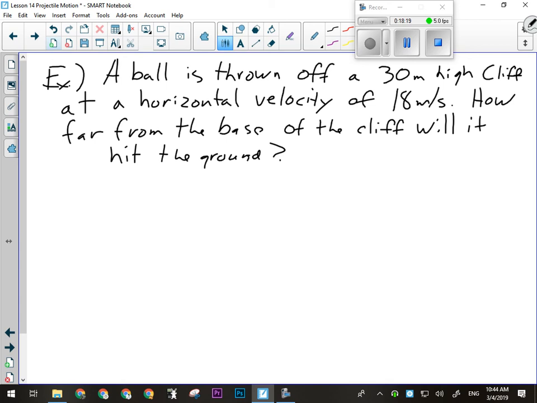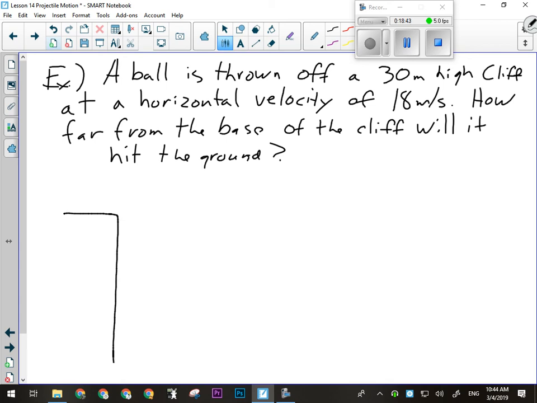Okay, so I've got this ball, I'm throwing it horizontally at 18 meters per second off the top of a 30-meter high cliff. That would include whatever height I am as well. That 30 meters is included in my height for throwing. I throw it at 18 meters per second, straight horizontally outwards. I want to figure out how far from the cliff it lands.